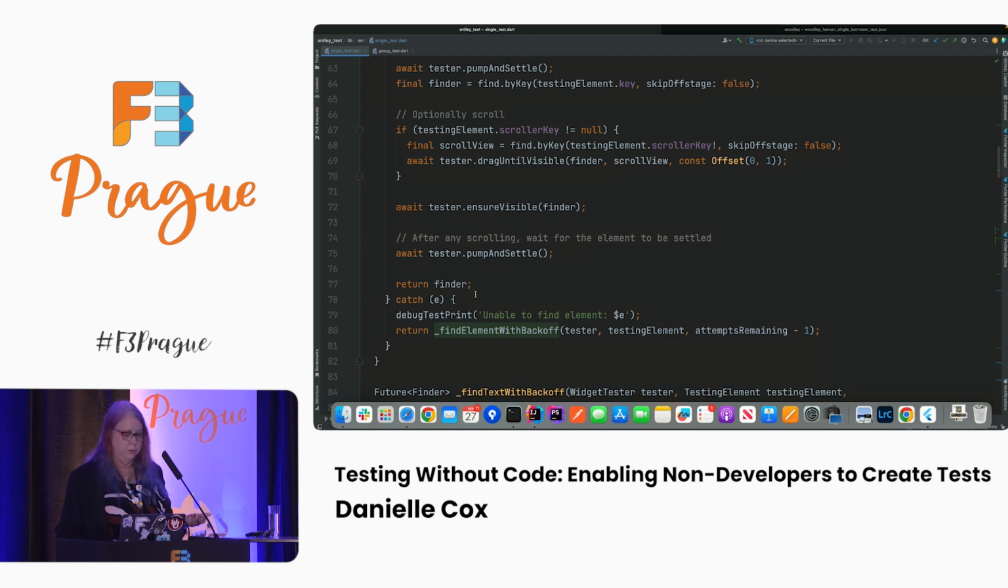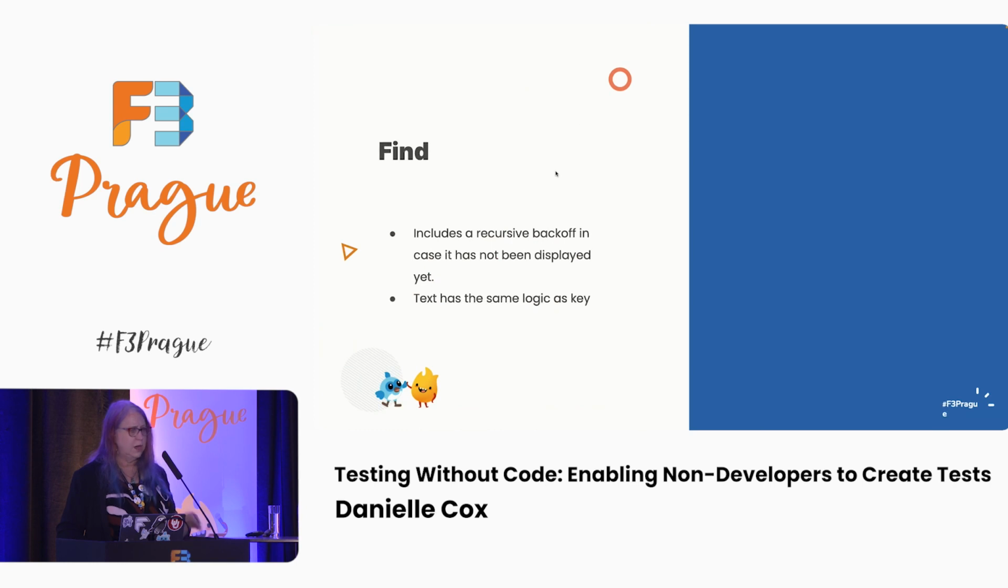Otherwise, it's simple recursion. We just call it again with attempts remaining minus one, and try it again. So that's the complicated one.